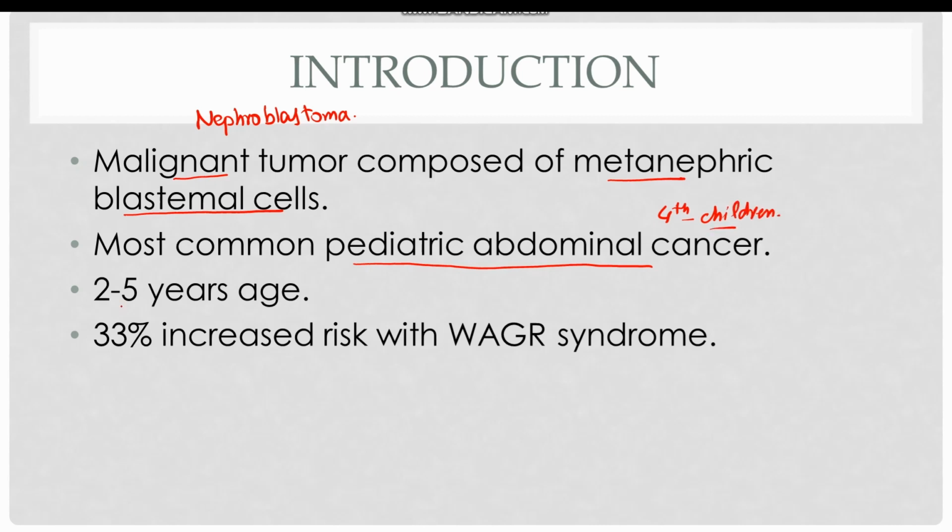It typically presents in children less than 5 years of age, and there is a 33% increased risk of Wilm's tumor in children with WAGR syndrome.